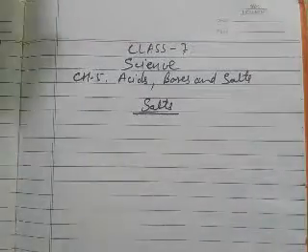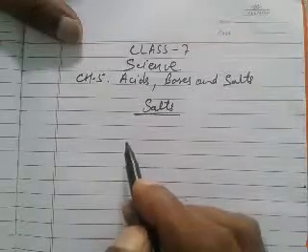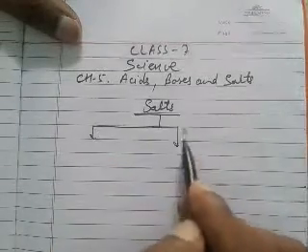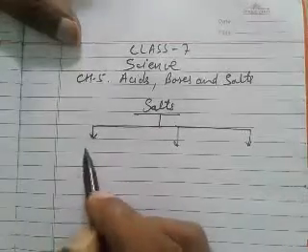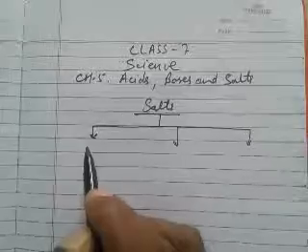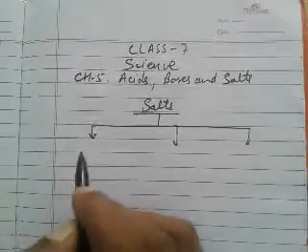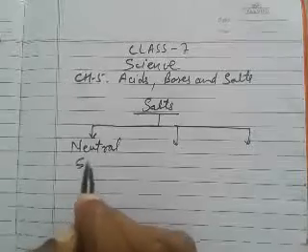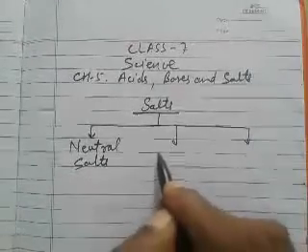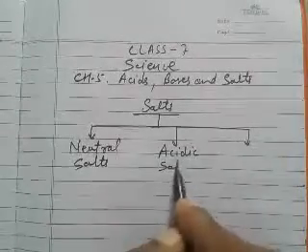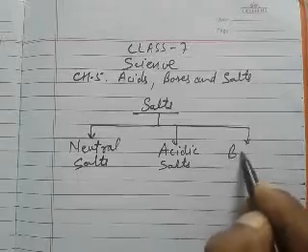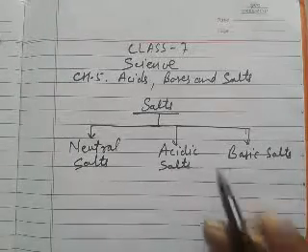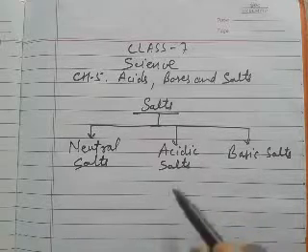In the last class I discussed the types of salts. There are three types of salts. On the basis of their behavior, we can classify these salts into three types. The first one is neutral salts, then acidic salts, and the last one is basic salts. The name of the salt depends upon its behavior.